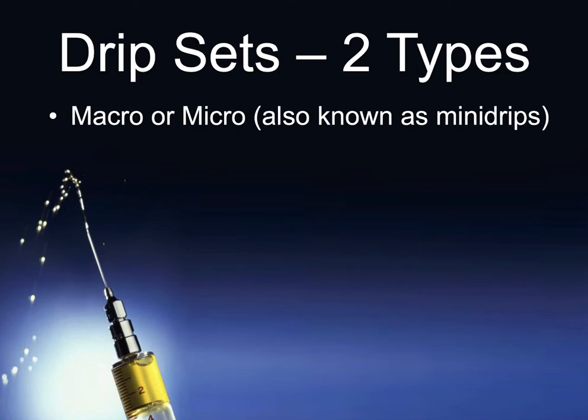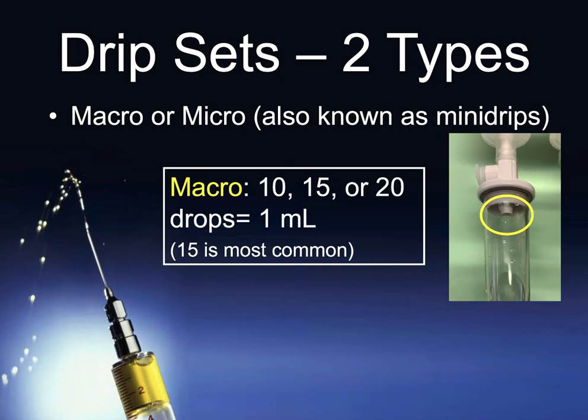There's a couple of types of drip sets that are out there, and we talk about macro drips or micro drips, also known as mini drips. And this is not macro and micro, we think big and small. It's not big or small in terms of the number, it's just the opposite. It's in reference to the size of the opening, the size of the little drip chamber that allows the drops to go through. So a macro will provide 10, 15, or 20 drops in order to deliver 1 milliliter.